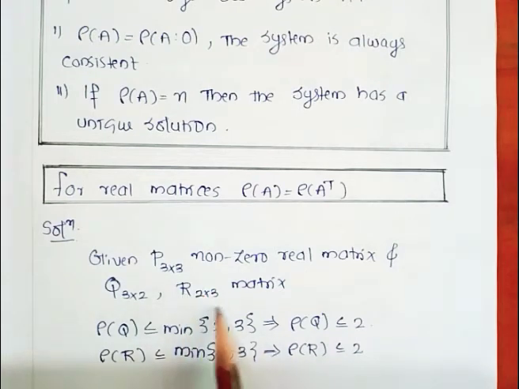Since R is a 2 by 3 matrix, using that result, rank of R is less than or equal to minimum of 2 comma 3, which implies that rank of R is less than or equal to 2. So we get rank of Q less than or equal to 2 and rank of R less than or equal to 2.